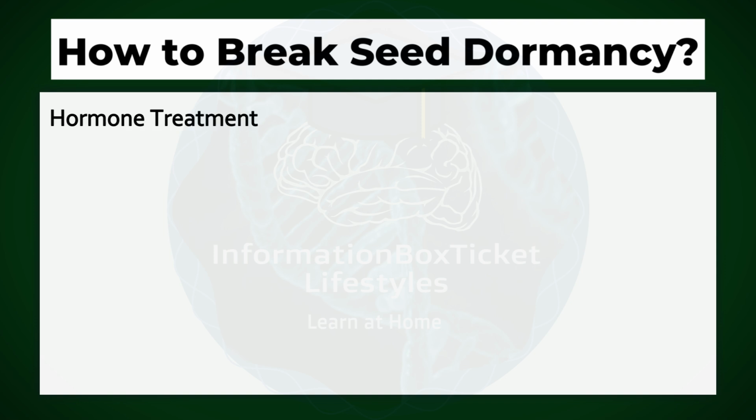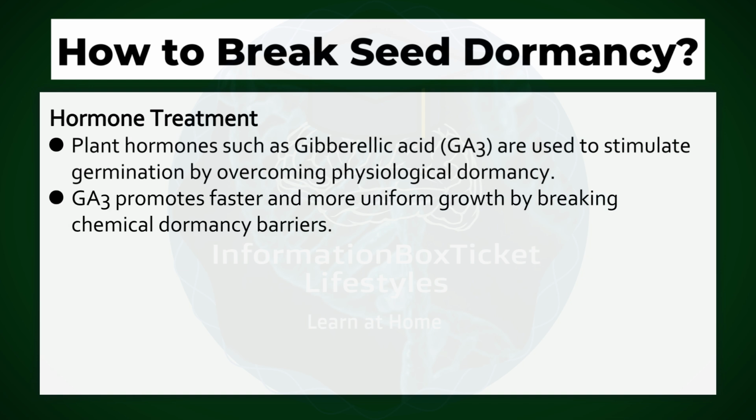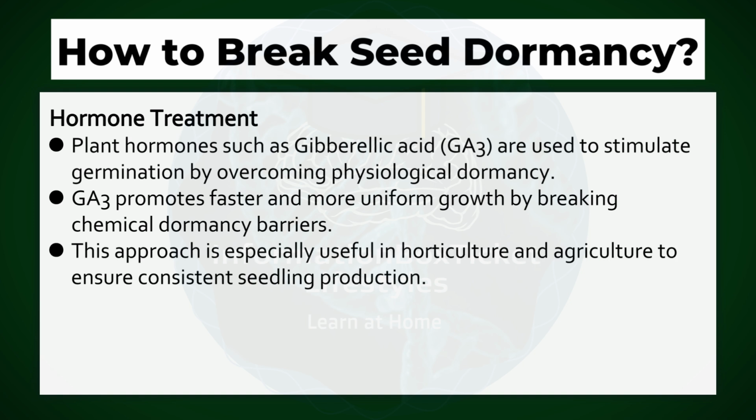Hormone treatment. Plant hormones such as gibberellic acid are used to stimulate germination by overcoming physiological dormancy. Gibberellic acid promotes faster and more uniform growth by breaking chemical dormancy barriers. This approach is especially useful in horticulture and agriculture to ensure consistent seedling production.